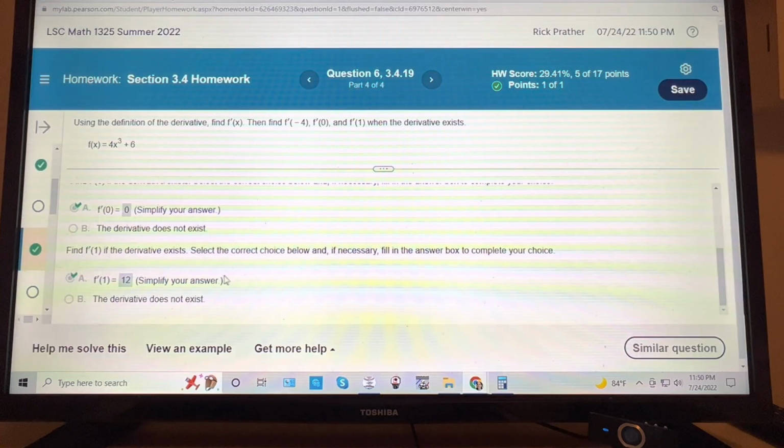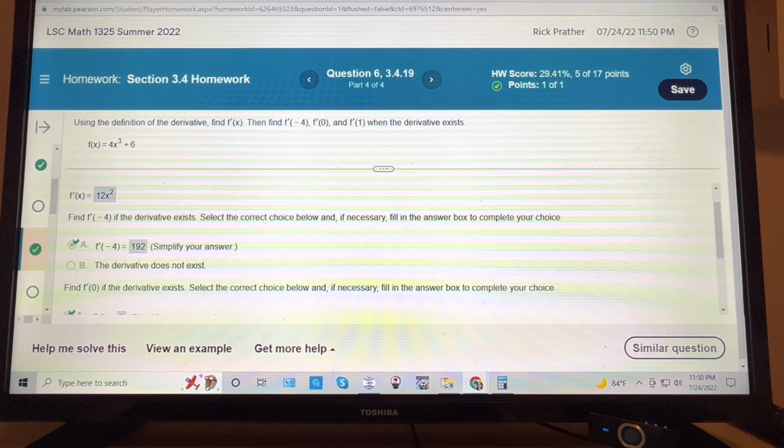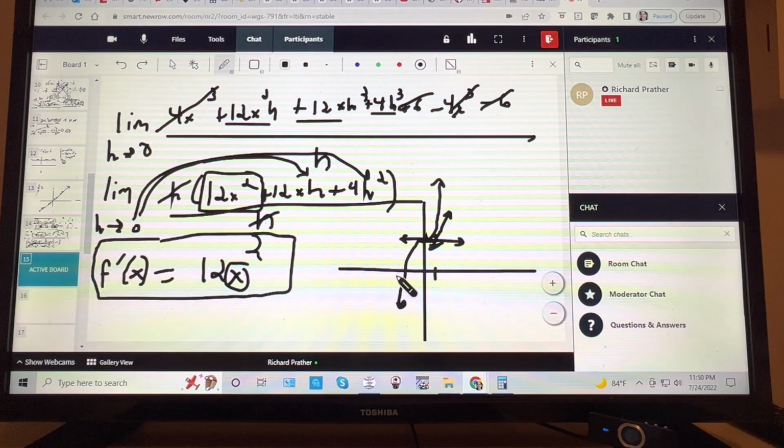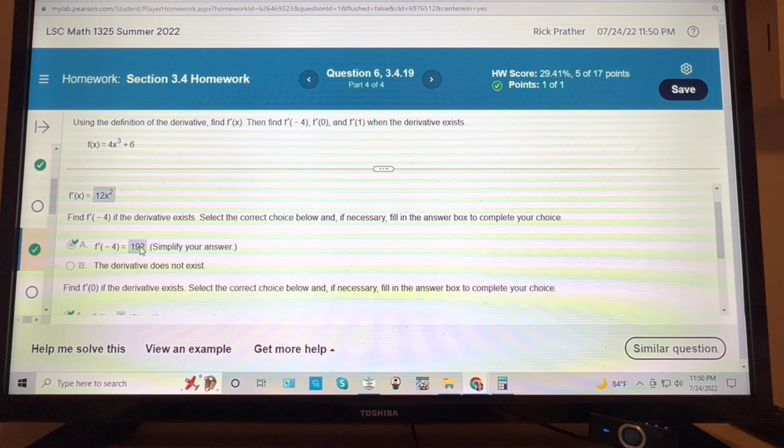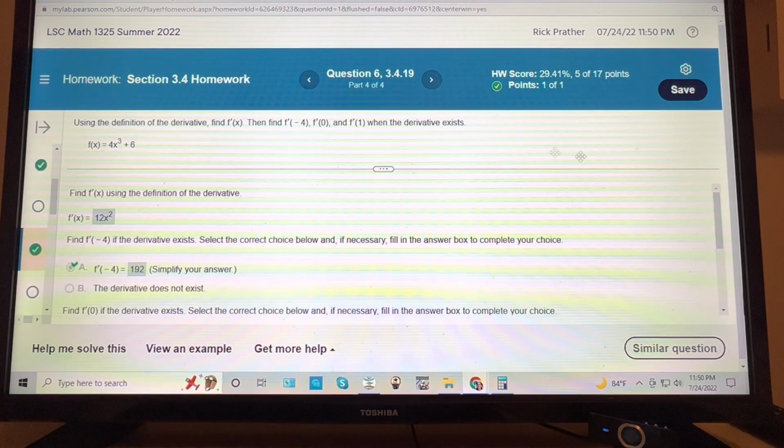F prime of negative 4 was 192 or something like that. Yeah, 192. Well, negative 4 is way over here. Negative 1, 2, 3, 4. This thing gets vertical, or not vertical, but really close to vertical really quickly. So by the time you get way out to negative 4 on that, your slope is almost vertical. It's a positive 192 way down there. It goes up 192 every time it goes over 1. It's almost vertical, which makes sense if you know the way that graph looks.